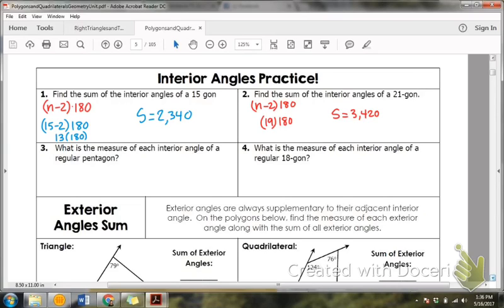So I'm going to do the same process that I did above. N minus 2 times 180. And then I'm going to divide it by my 18. So I have my 16 times 180, that's how many triangles there are, divided by 18 angles.